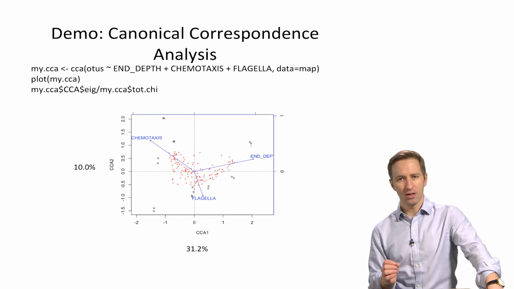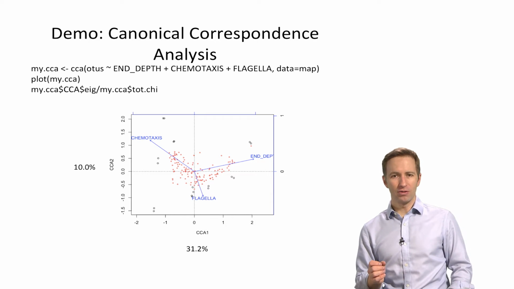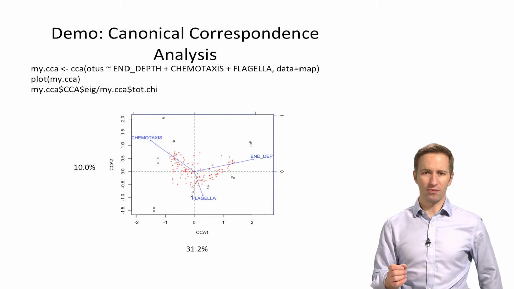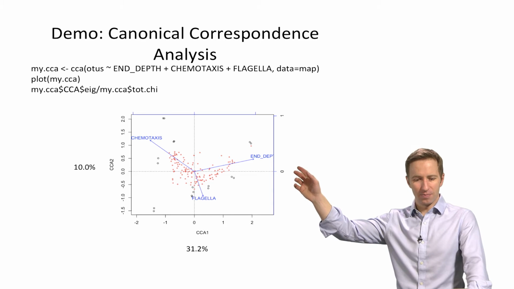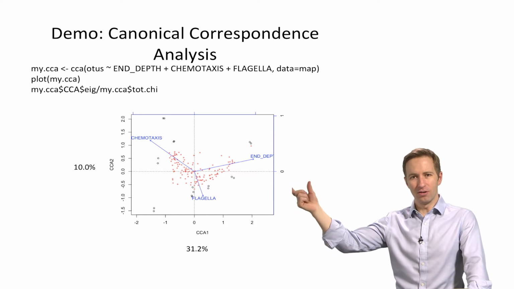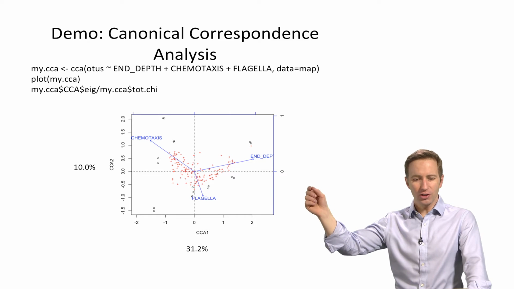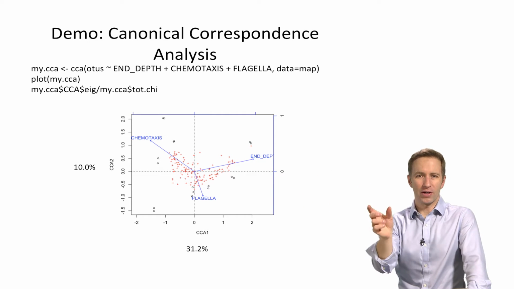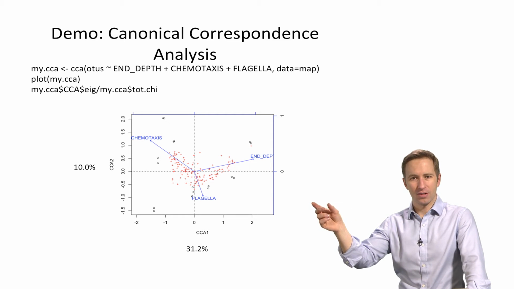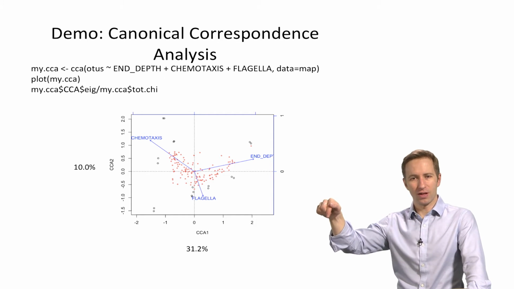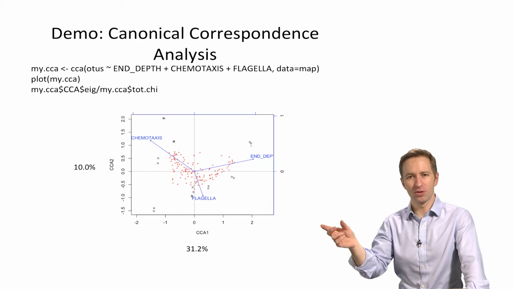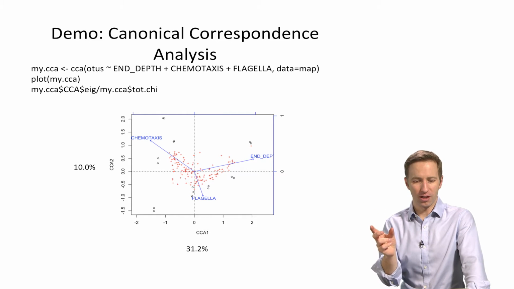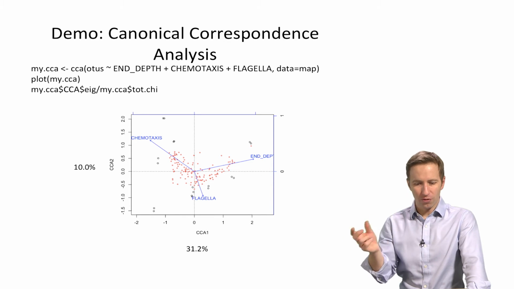Okay, so let's see what a constrained correspondence analysis looks like. This is also using the Guerrero Negro data, and we use the same call to this function from the vegan package, so it's the cca function. But here we're giving it the OTU table, and we're telling it that the OTU table is varying as a function of these covariates. So end depth, that's the depth end of the sampling of that particular layer. The fraction of chemotaxis genes that were observed in that sample, and then the fraction of genes for flagella that were seen in that sample.